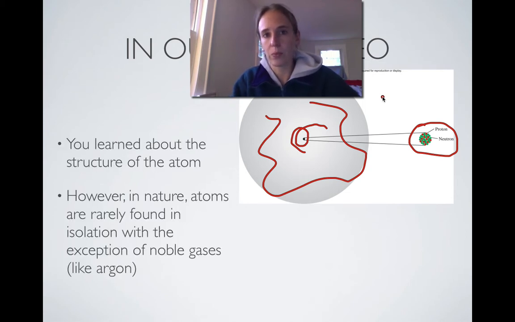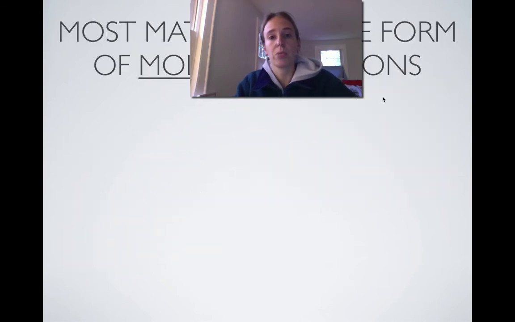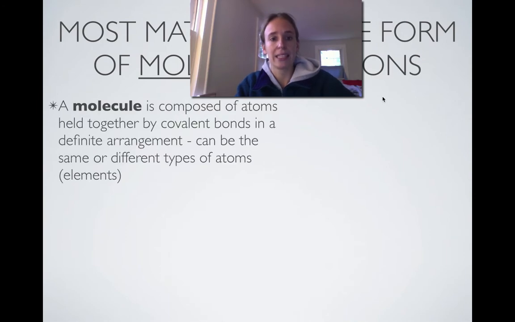But one thing that we now are learning is that in nature, atoms are rarely found in isolation, just as a single atom. The only exception to that is the noble gases for the most part. So most matter is in the form of molecules or ions. And let's get a couple of definitions out there. Throughout this lecture, I've bolded the really important words that you definitely need to know. So keep an eye out for those.